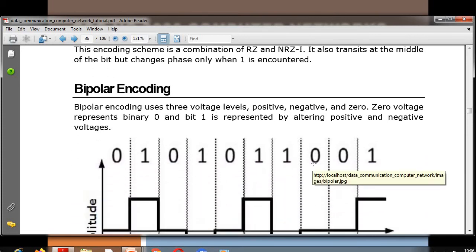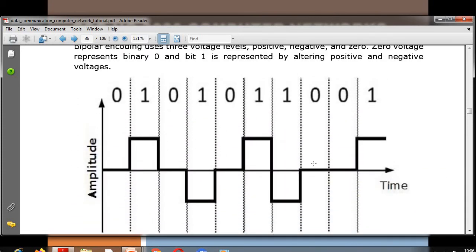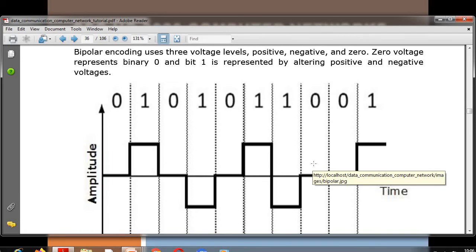So bipolar encoding. Here we see bipolar encoding uses 3 voltage levels: positive, negative, and 0. 0 voltage represents binary 0, and a 1 bit is represented by alternating positive and negative voltage.